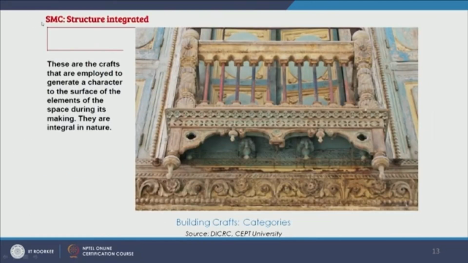Then another category is structure integrated. These are the crafts that are employed to generate a character to the surface of the elements of the space during its making. They are integral in nature, they are the part of the structure. So here if we see this jharoka, it's very much the part of this structure, and during its making and the kind of detailing that goes within it, it's very much integrated within the structural system of this design, of this interior architecture. So this is structure integrated.